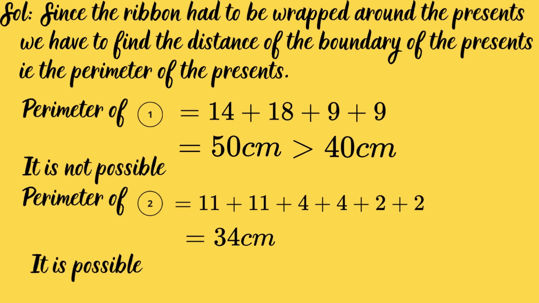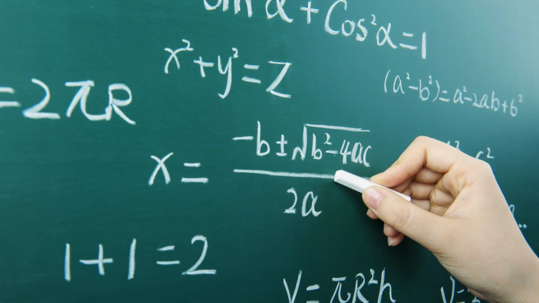Now, the perimeter of the second one is 11 plus 11 plus 4 plus 4 plus 2, which is 34 centimeters. But we have a ribbon of 40 centimeters, so it is possible to wrap the second present using the ribbon. With that, we come to an end of this video.